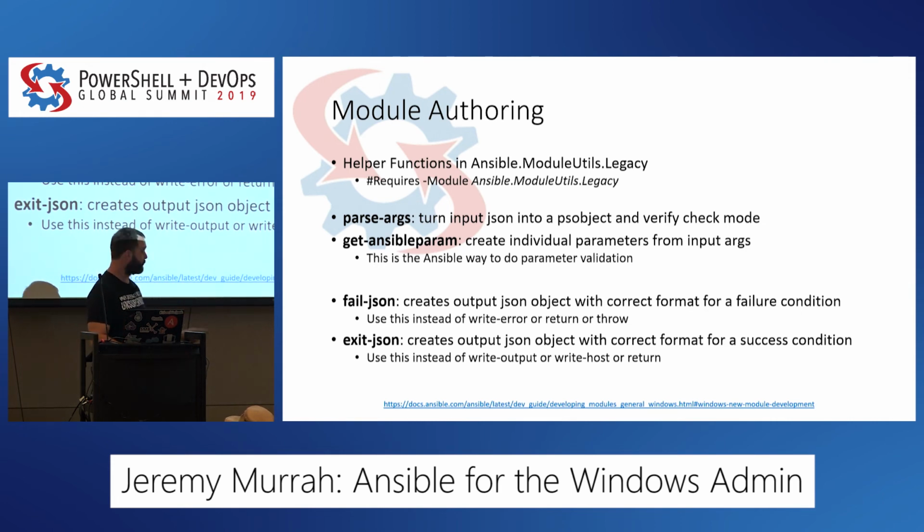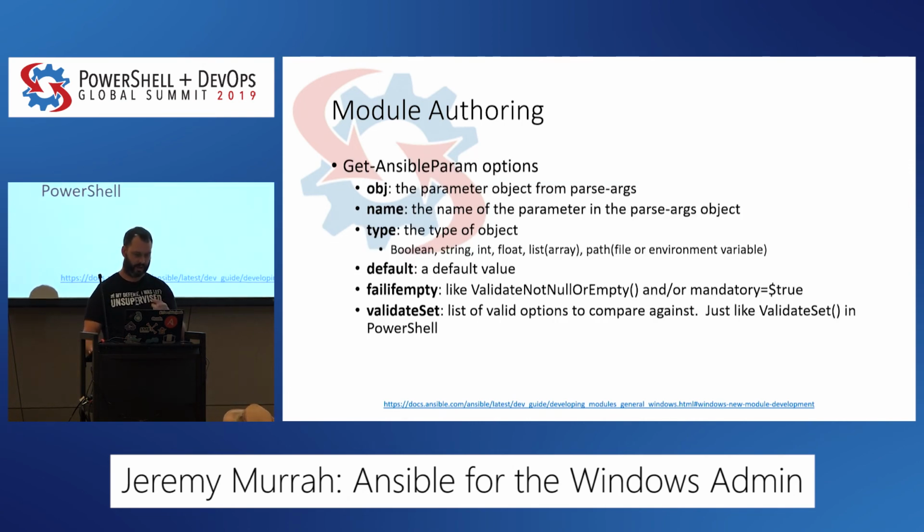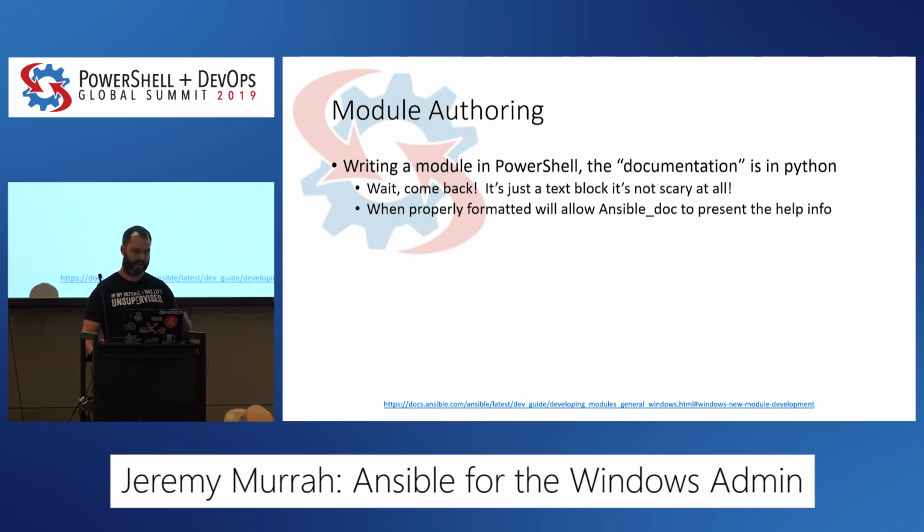But the key thing to remember is to use those. Don't use Write-Error or throw or return, or have extraneous text output that you don't catch, because that'll totally get confusing. Control all your outputs and have them only be one of those two things. So that's important. We're going to skip this. We'll talk about this in the code.